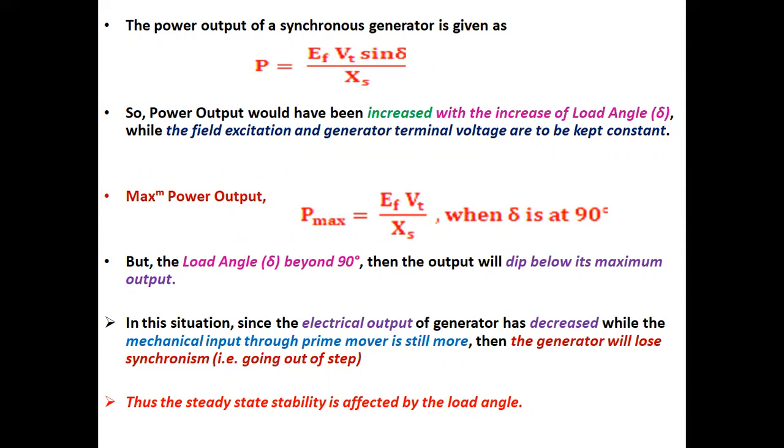But if the load angle delta goes beyond 90 degrees, the output will dip below its maximum. In this situation, since the electrical output of the generator has decreased while the mechanical input through the prime mover is still more, the generator will lose synchronism, that is, go out of step. Thus, the steady state stability is affected by the load angle.